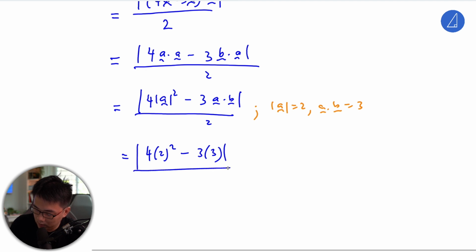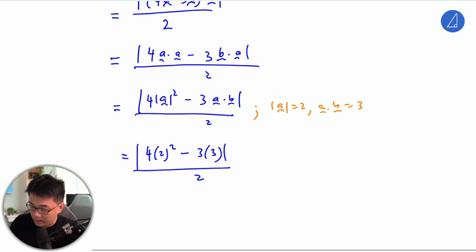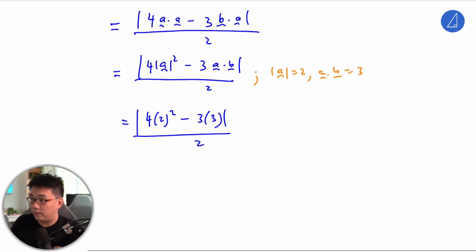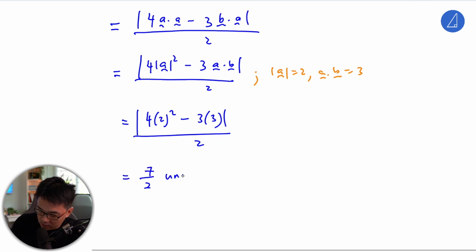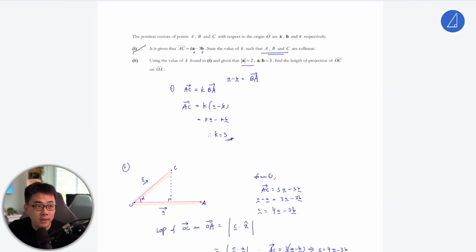So divided by 2: 4 times 4 is 16, minus 9. That would be 7, right? So 7 over 2. So that's how you do this question here proficiently. If you have any questions at all, please let us know and I'll see you in the next question.